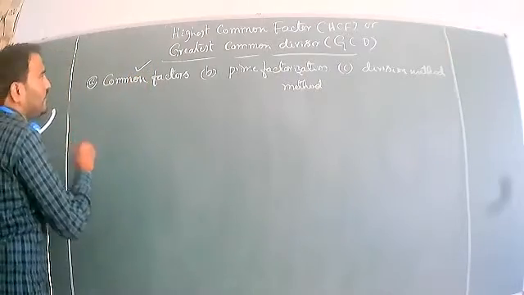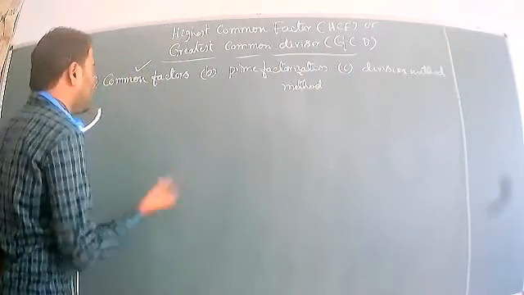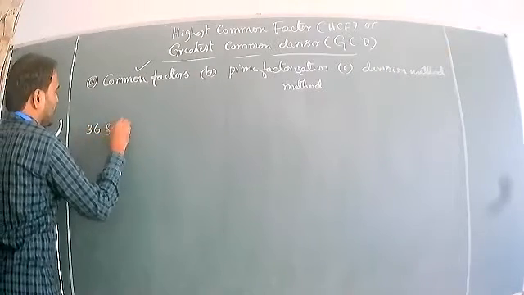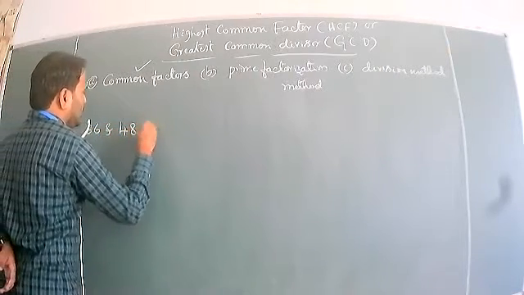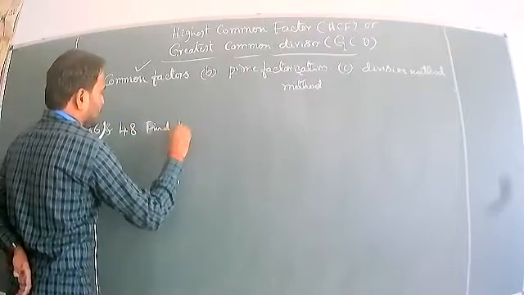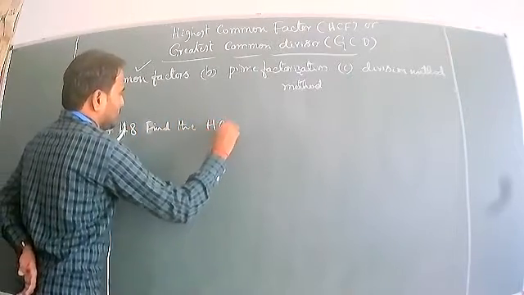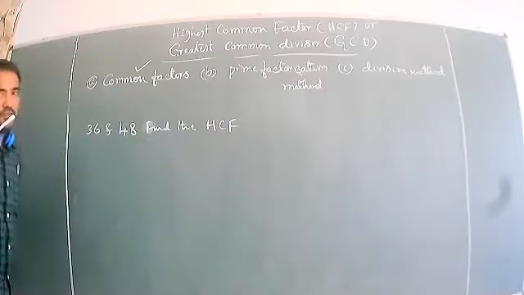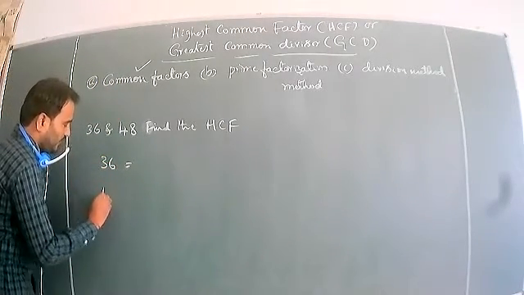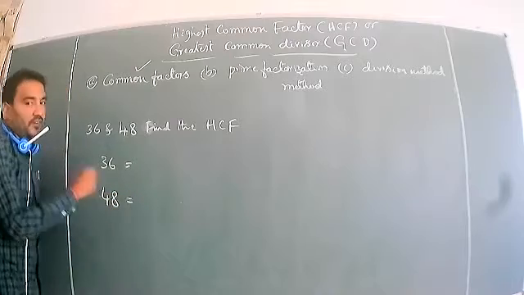So first I will do the common factors method. I will go for one example, and after that I will go for the exercise. I will take 36 and 48. Find the HCF, that is what is asked. So take the common factors: factors of 36 and 48, write them.